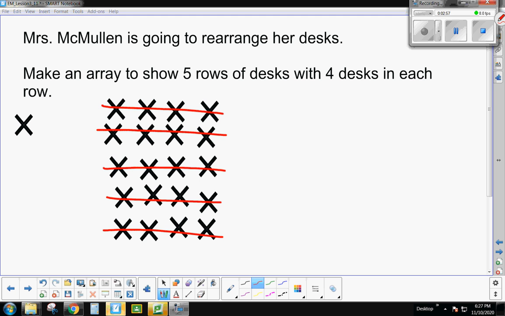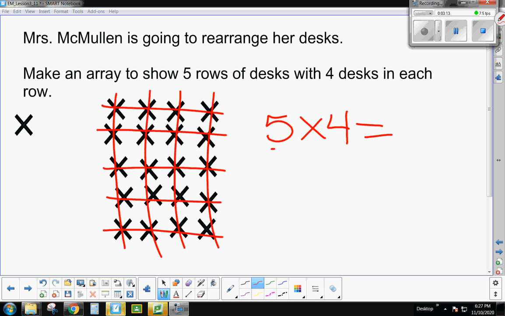What would be the number model that you would write for this array that you see here? There are 5 rows of 4, so 5 times 4. If I count these by 5s, I can kind of go this way to count them. 5, 10, 15, 20. Remember, when we're multiplying by 5, we can just count by 5s. All right, so 5 times 4 equals 20.